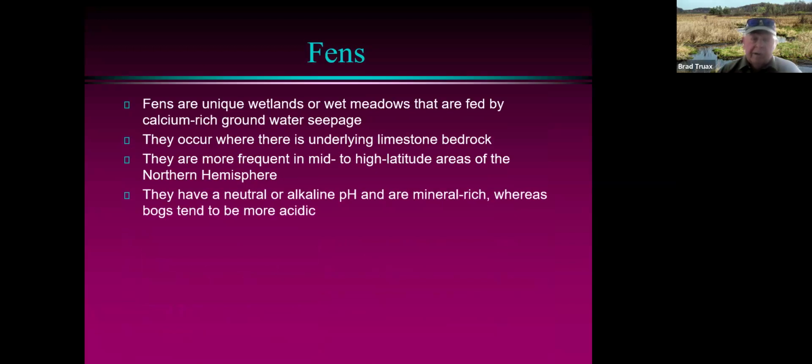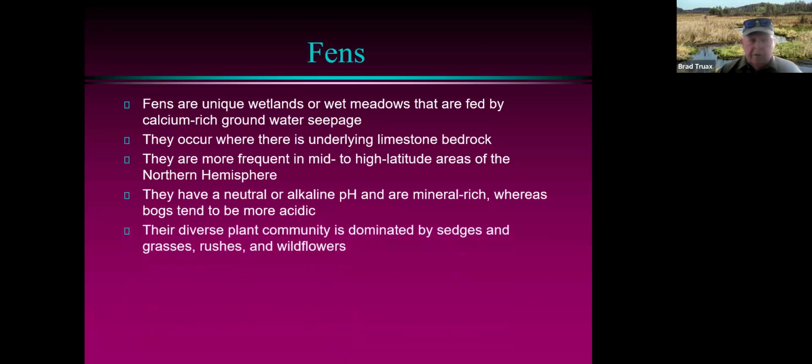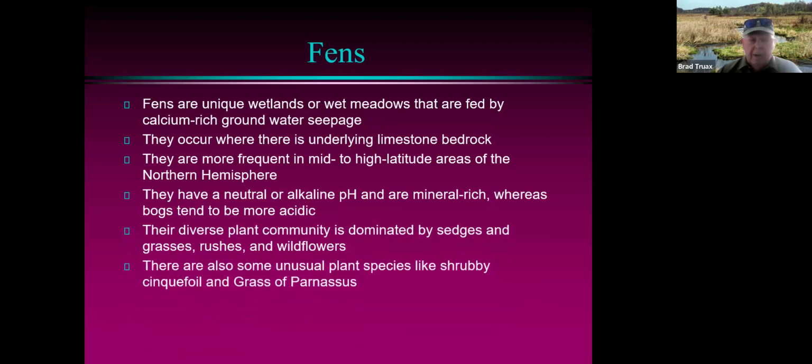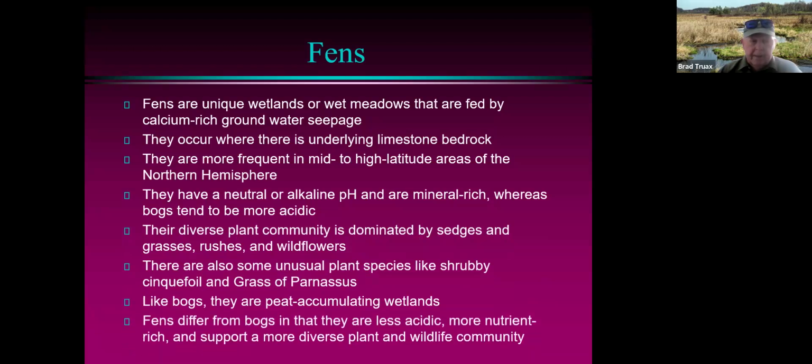Whereas bogs tend to be acidic, fens tend to be alkaline. And their diverse plant community is dominated by sedges and grasses and rushes and wildflowers. And there are also some unusual plant species in fens like shrubby cinquefoil or grass of Parnassus. And like bogs, they do accumulate peat. And fens differ from bogs in that they're less acidic and more nutrient rich, and they support a more diverse plant and wildlife community.